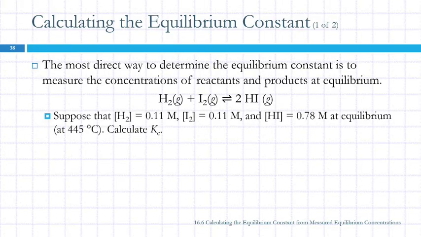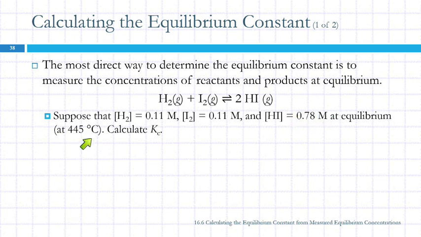How do we calculate these equilibrium constants? There's different ways. The most direct way is to measure the concentrations of the reactants and products at equilibrium. So we have here the same equation we've been talking about: H2 plus I2 making 2 HI, right? And we're told that H2 is 0.11 molar, I2 is 0.11 molar, and HI is 0.78 molar at equilibrium.